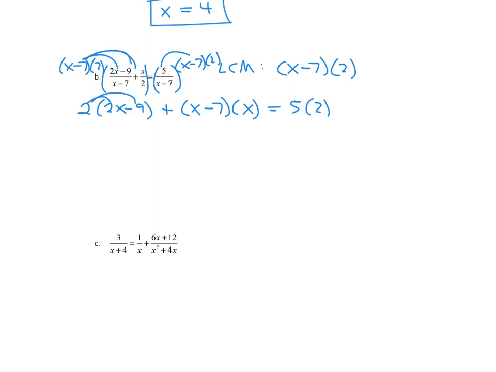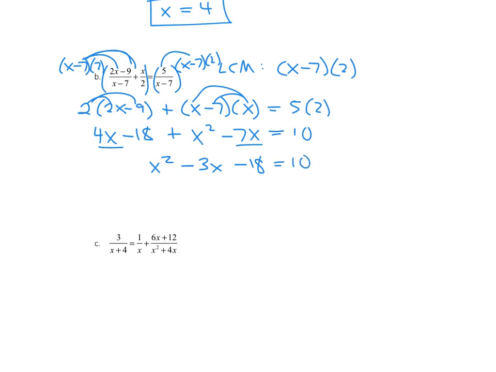So I distribute, and we get 4x minus 18 plus, distribute this, x squared minus 7x equals 10. And combine like terms. And we get x squared minus 3x minus 18 equals 10. I'm going to subtract the 10 from both sides. I seem to have a quadratic equation, so this is a toughie. And we get minus 8 equals 0.